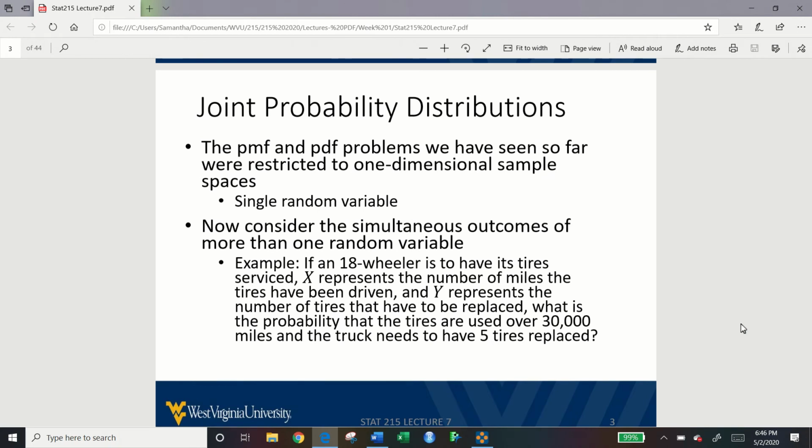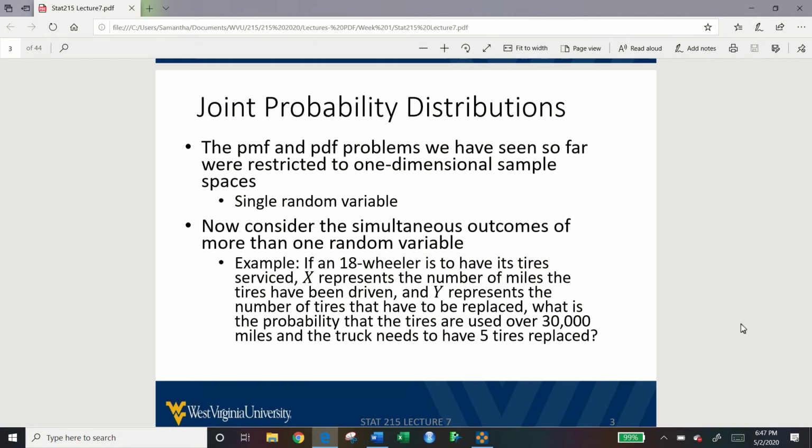So just to take a look at joint probability distributions, the PMF and PDF problems we have seen so far were restricted to one-dimensional sample spaces, meaning we were focused on a single random sample rather than 2 or more. Now, consider the simultaneous outcomes of more than one random variable. Let's take a look at an example.